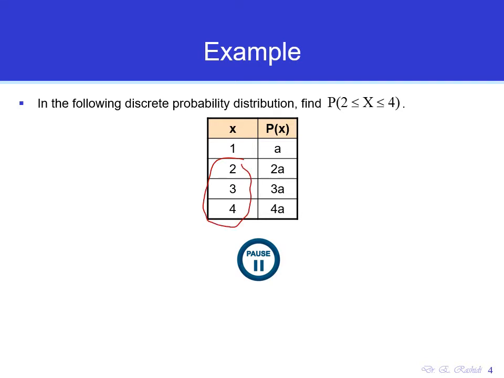What is the probability that x takes these values, 2, 3, and 4? And then come back to see the solution. All right, so let's see the solution.